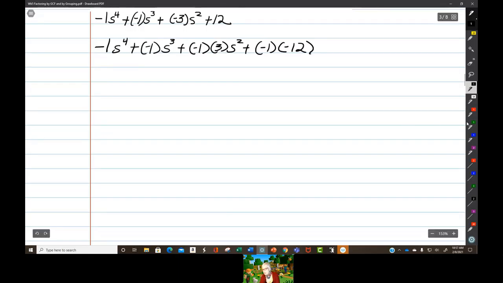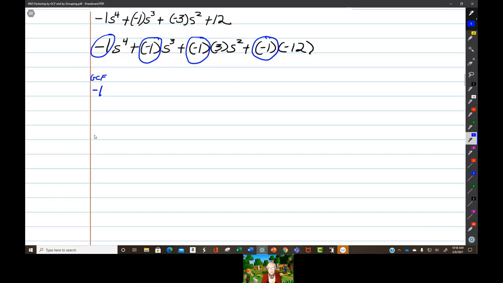So I'm going to circle. What color should I use? So let's go back to blue. Got a negative 1 in that term, and a negative 1 in this term, and a negative 1 in this term, and a negative 1 in this term. So negative 1 is going to be my GCF. I'm just writing that for your benefit. When you put your answer in the answer box, you're not going to be writing GCF.